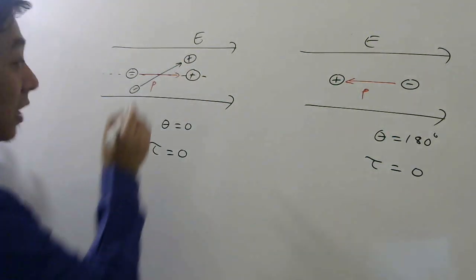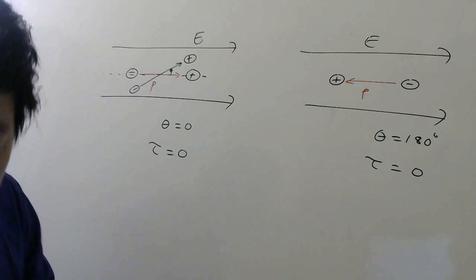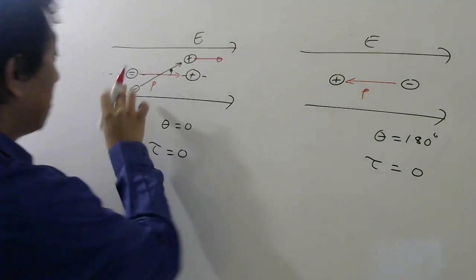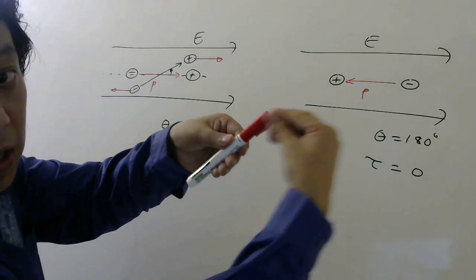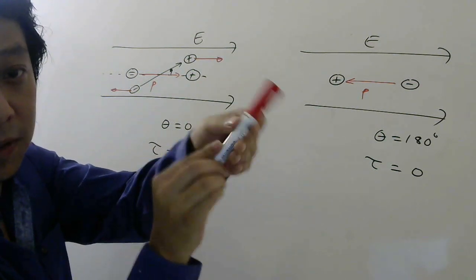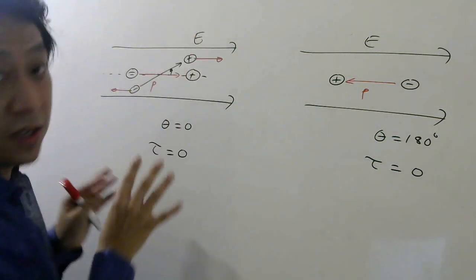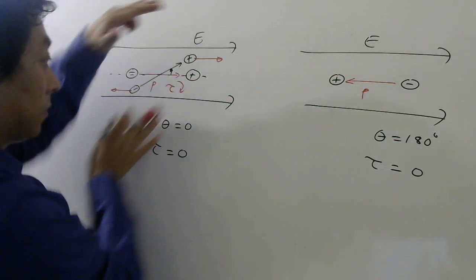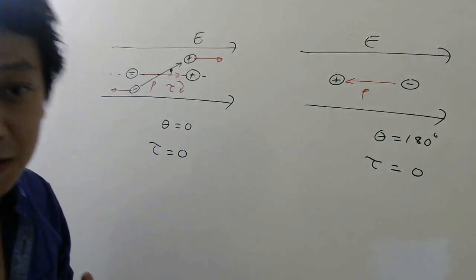Okay, so if you give a slight displacement this way, what will happen? The plus charge will feel a force along the electric field, and the minus charge will feel a force opposite to the electric field. So this force here and this force on the back side will turn the dipole, correct or not? If you displace the dipole this way and leave it, it will feel a torque this way. So it will come back to its initial configuration.